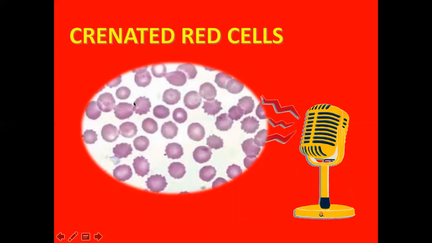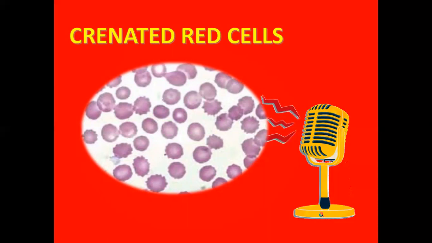So morphologically, they are the same as the burr cells, but in terms of the associated conditions, the more serious condition is more associated with the burr cell, because in crenated red blood cells or the echinocytes, usually you can observe serrated edges over the entire surface of the cell, and they appear crenated in the blood smear.